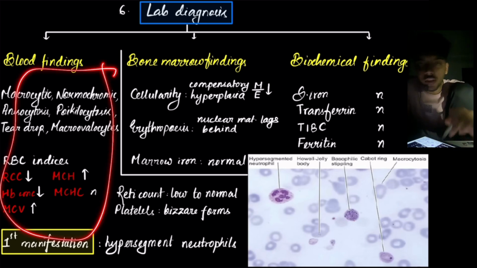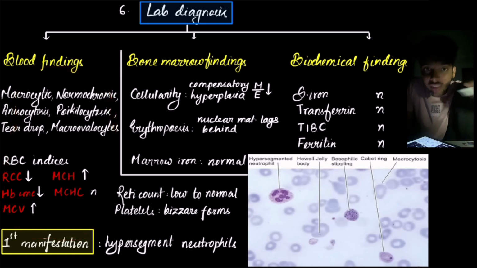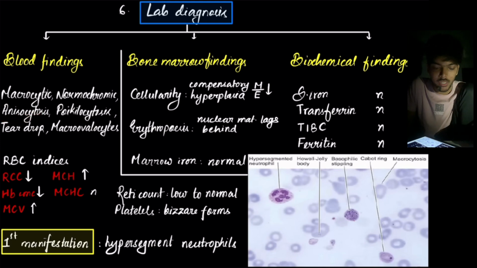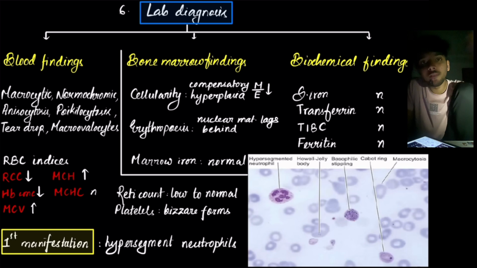These are the results that you will get. Upon observing the smear under the microscope, you will find that the red blood cells are larger than the small lymphocytes, so macrocytic. The peripheral red is more than the central pallor, so normochromic. The sizes of the cells are different, so anisocytosis. The shapes of the cells are different as well, so poikilocytosis.